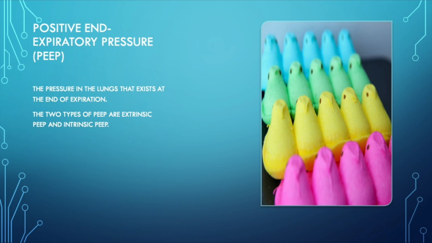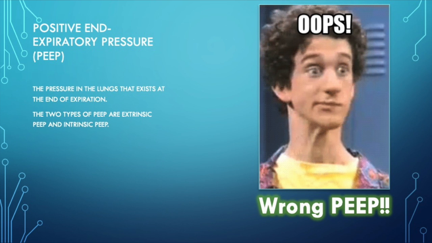Positive end expiratory pressure, or PEEP, is the amount of pressure in the lungs that exists at the end of expiration. A small amount of applied PEEP is used in most mechanically ventilated patients to mitigate end expiratory alveolar collapse. A higher level of applied PEEP, say greater than 5 centimeters of water, is sometimes used to improve hypoxemia and reduce ventilator-associated lung injuries. PEEP is not entirely benign, though, as it can contribute to a decrease in systemic venous return and pulmonary barotrauma.